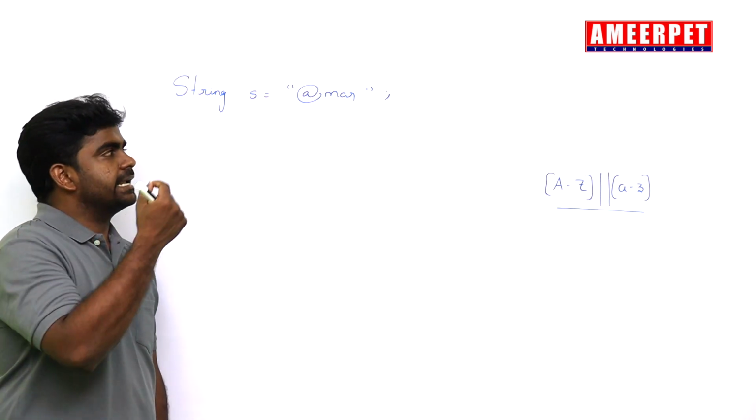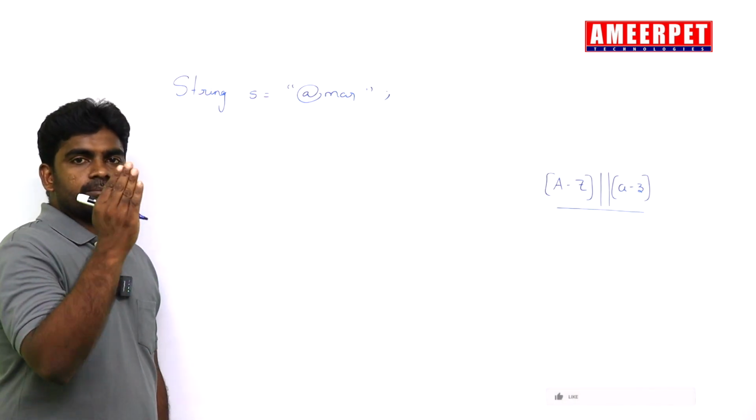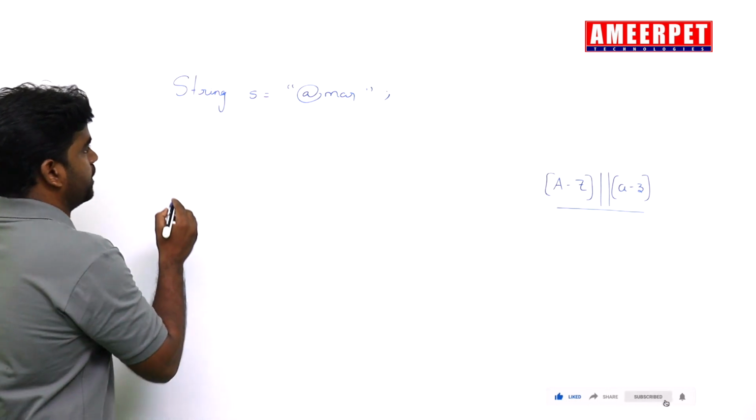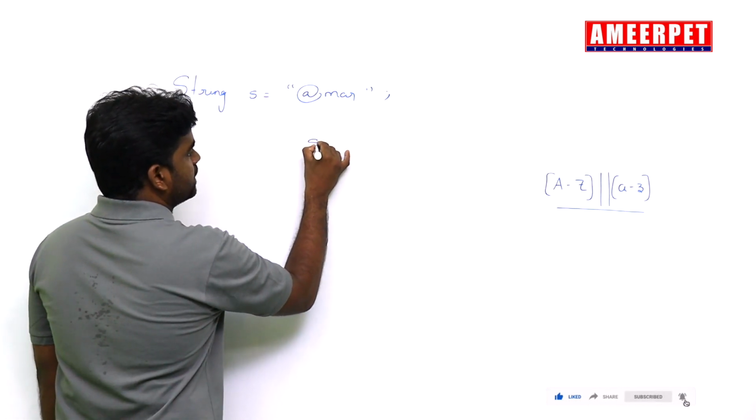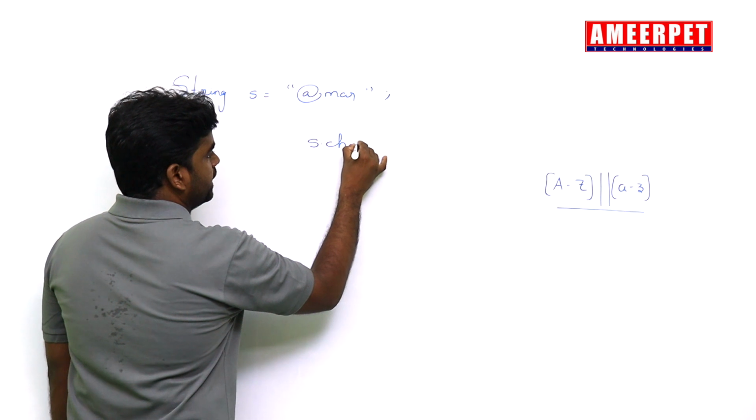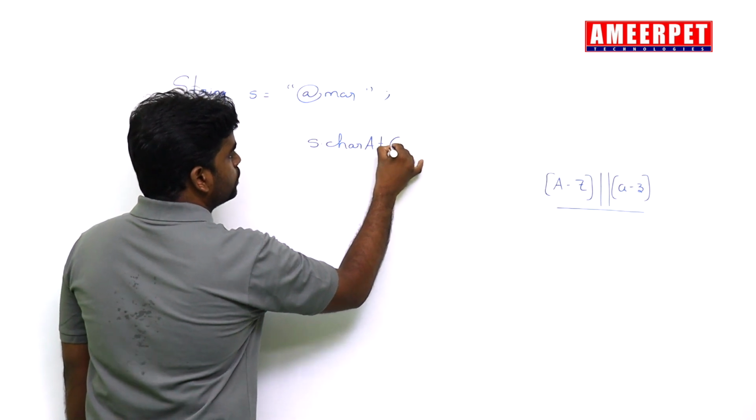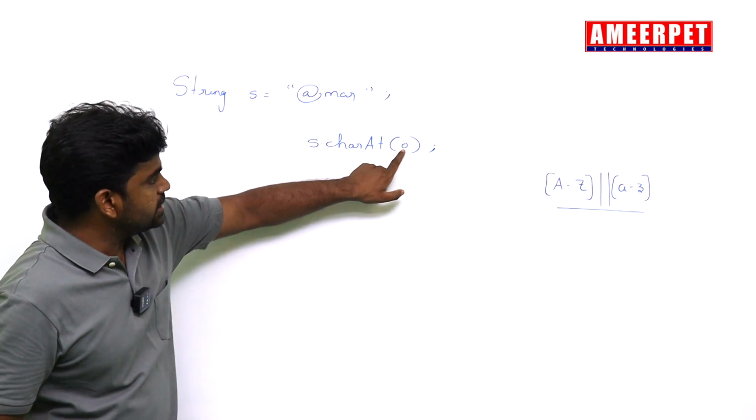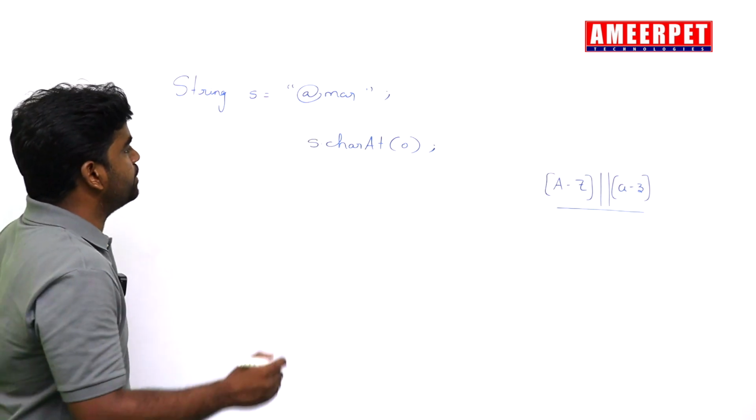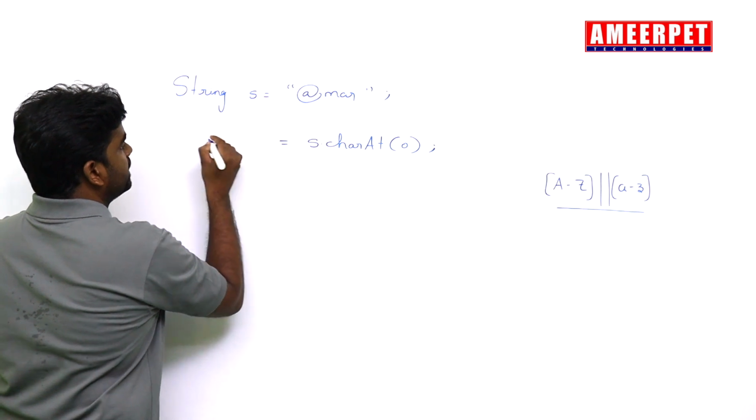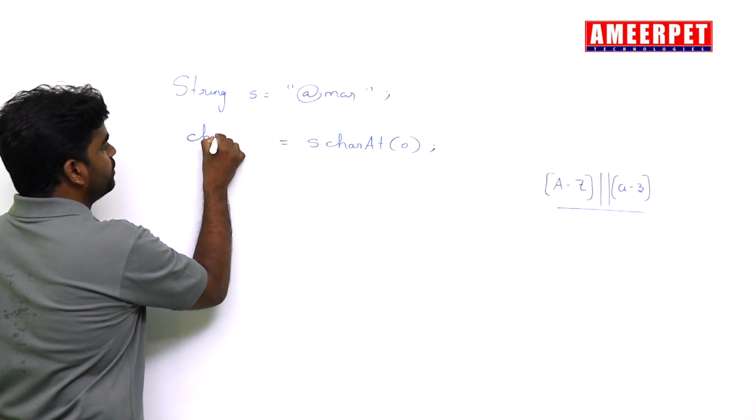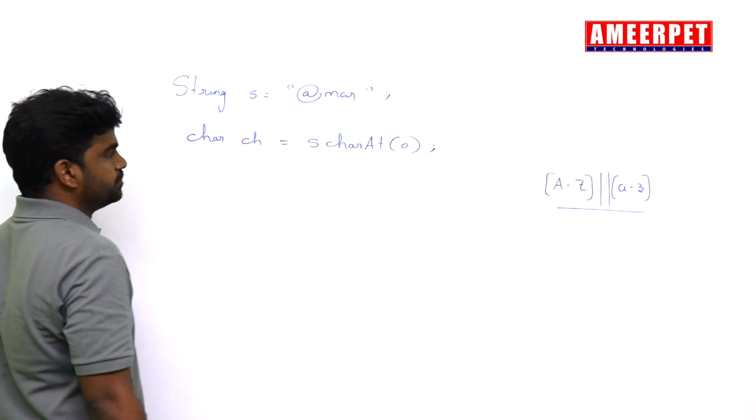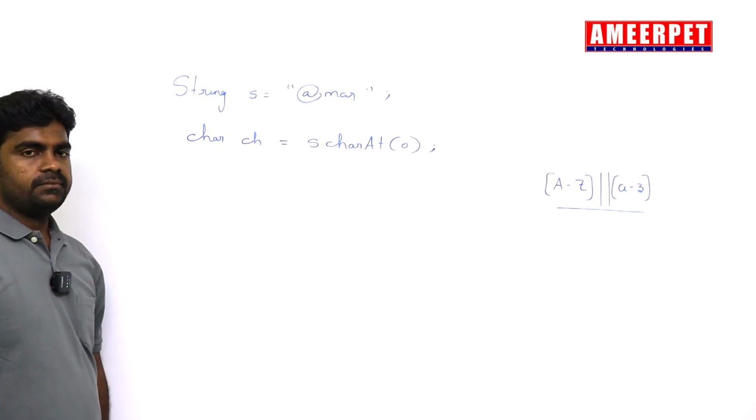First of all, get the first character from the string and store it into one simple character variable. How to get the first character? We know that it is always at the 0th index only. At the 0th index, the first character will be present. That we are taking into one variable, any variable. Suppose I have taken ch as the character.